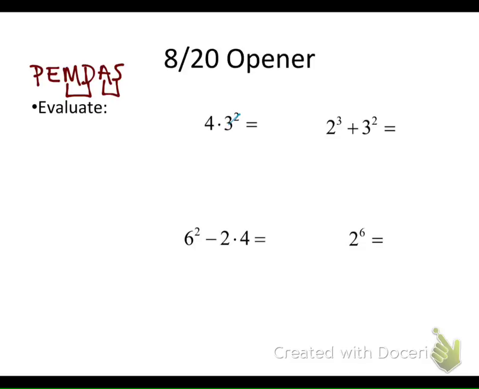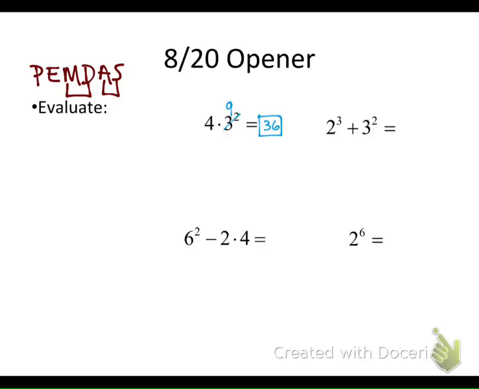9. So what 3 squared means, it doesn't mean 3 times 2. It means 3 times itself twice. So 3 times 3 is 9. So then the last step you would just simply do is take 4 times 9, which is 36. Now, because that's my final answer, I'm going to box it to make sure I get all my credit. So make sure you box your final answer. All right, nice job.